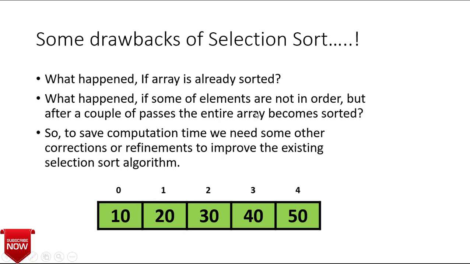What happens if some elements are not in order, but after a couple of passes the entire array becomes sorted? Then there is no check for that, so it will execute for all passes. We can't save it. So to save computation time, we need some other corrections or refinements to improve the existing selection sort. If you can do that, then try it.